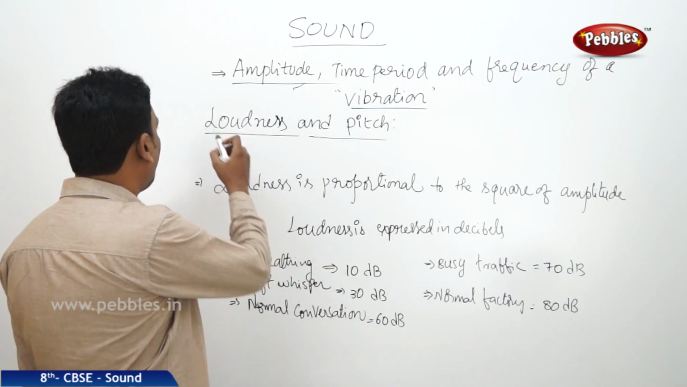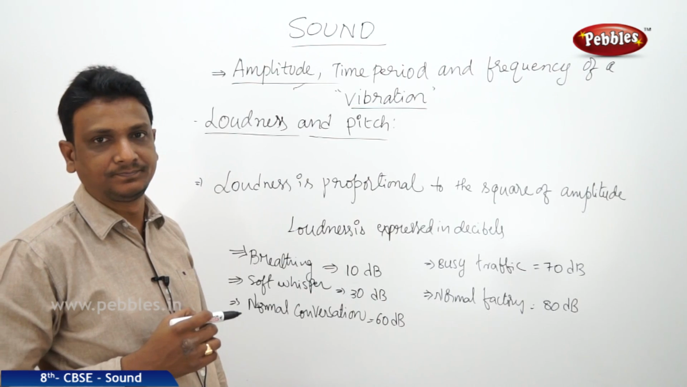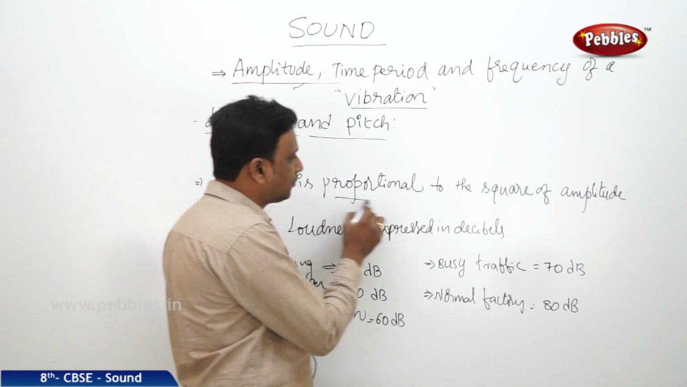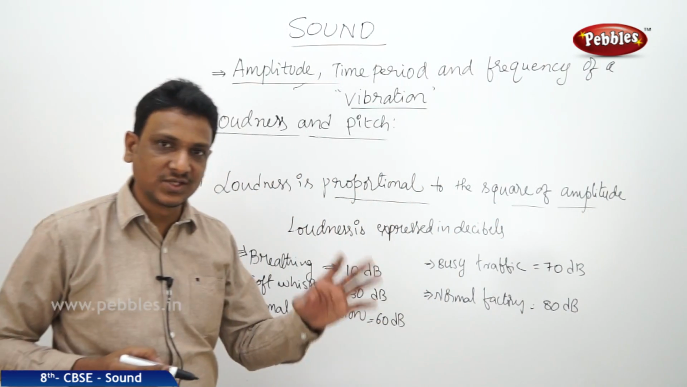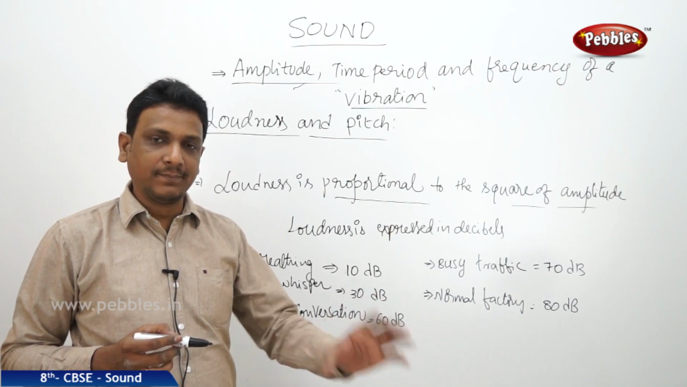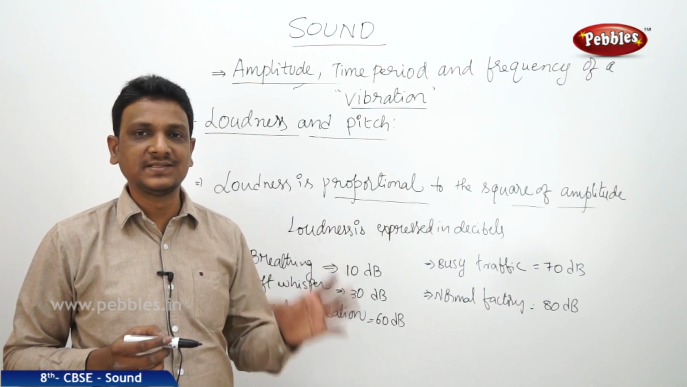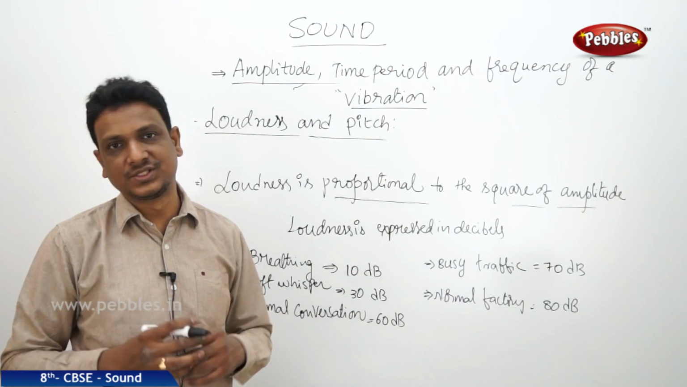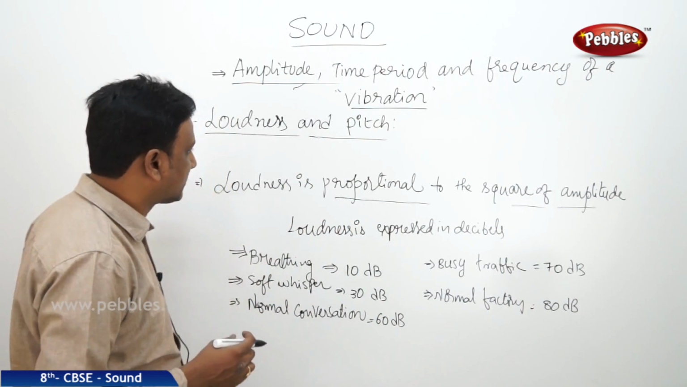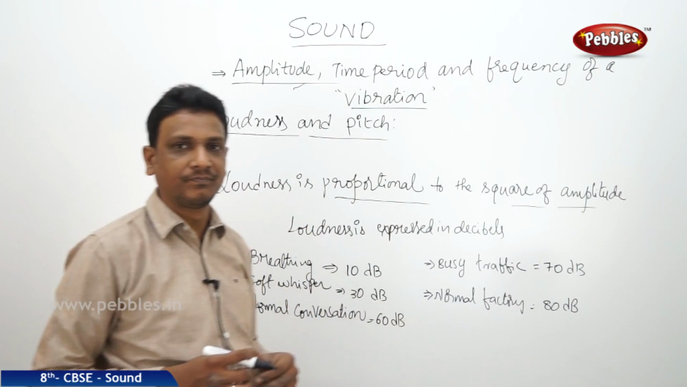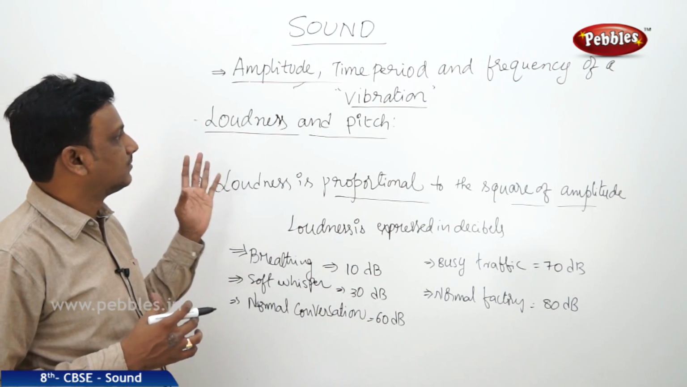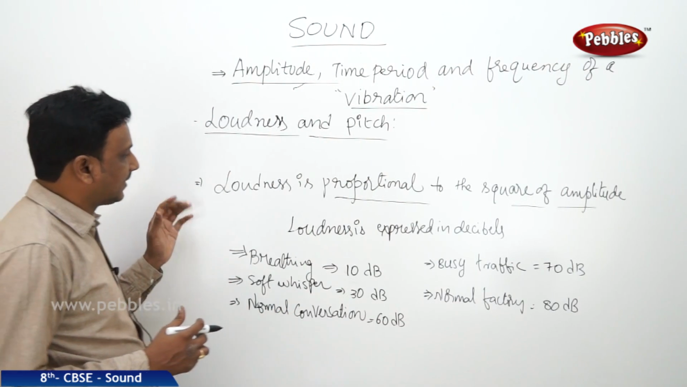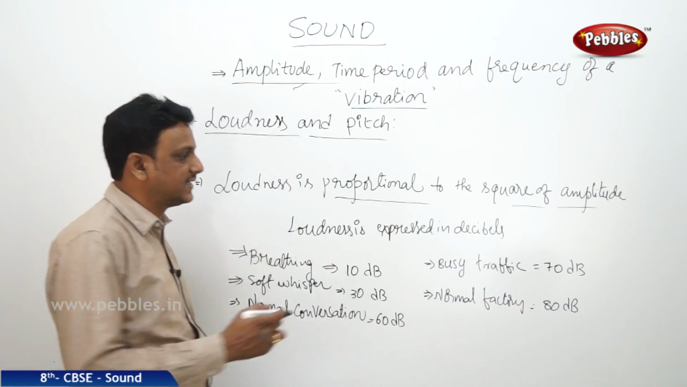So now let us talk about two more properties, loudness and pitch. First thing is loudness. The loudness is proportional to the square of amplitude. The loudness of a sound is connected to amplitude. If the amplitude is more, the sound is louder. If the amplitude is less, the sound is not louder, right? The sound is a low sound. If the amplitude becomes double, the loudness becomes 4 times. So that is loudness.